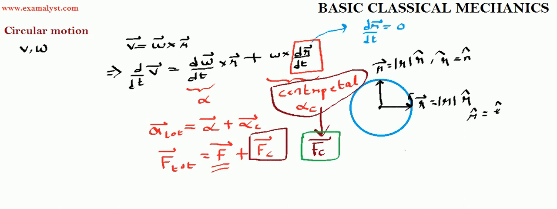Consider you have a string, and at the end of the string there is a stone tied to it. Have you noticed something? When you try to rotate the stone, each time the stone wants to move in a straight line direction, and you have to put force to keep the stone along a circular path every time. So when your stone reaches this position, the stone wants to fly away in this direction. But again, you have to put force in your hand to keep the stone along this circular motion.